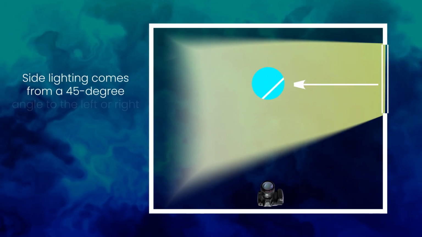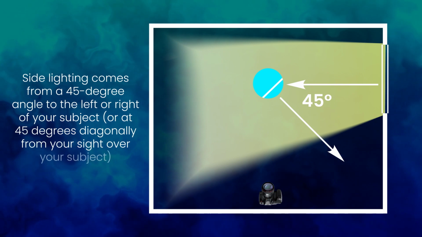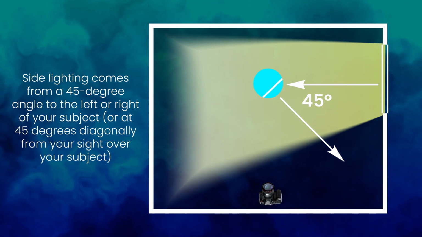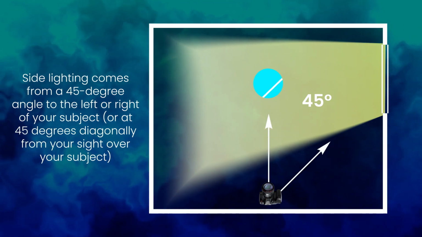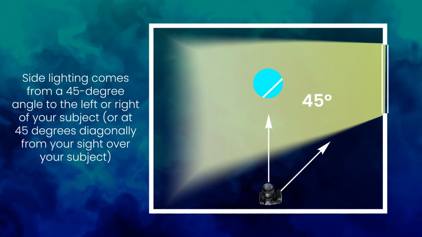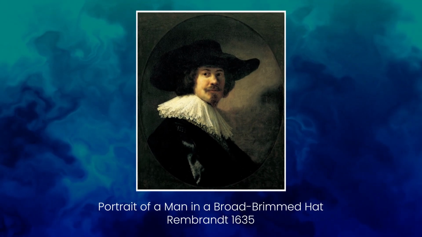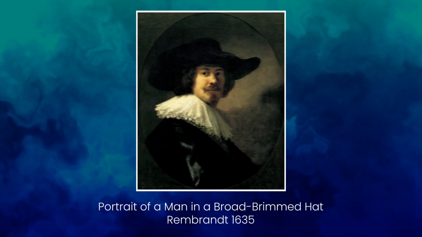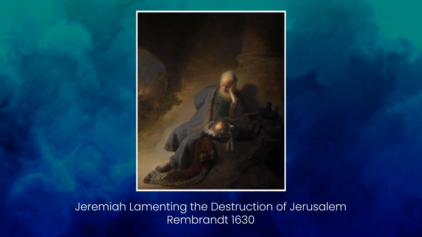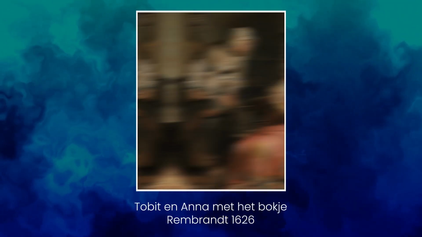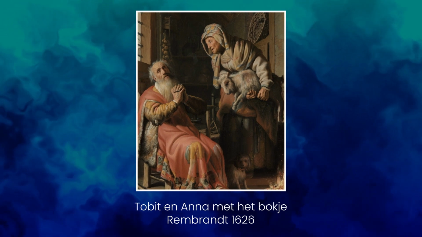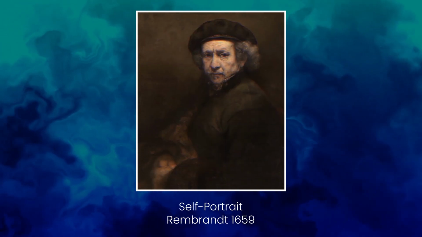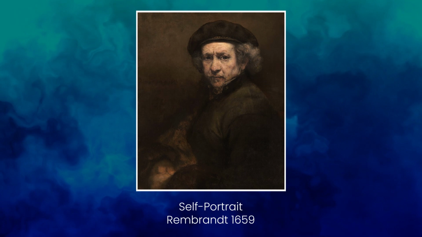Side lighting comes from a 45-degree angle to the left or right of your subject, or at 45 degrees diagonally from your sight over your object. In classical painting, the use of lateral light coming from a window or doorway was a popular lighting scheme. This is because these sources of light were the only way for the artists to receive free, continuous, and controlled light for their work. This scheme is then carried over into cinematography.